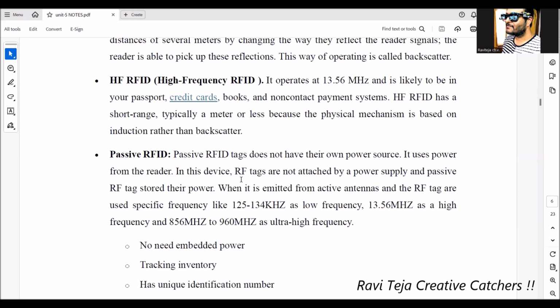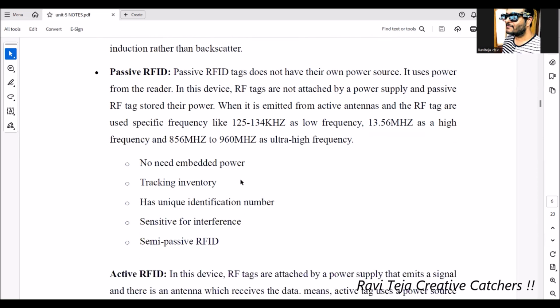For this particular RFID, the tag does not require any kind of power supply. Whenever it is brought near the reader, it automatically gets powered up. The frequency band for a low frequency passive RFID is 125 to 134 kilohertz, for a high frequency it is around 13.56 megahertz, and for ultra high frequency it is around 856 to 960 megahertz. These are some of its features. It does not need any power, it is used for tracking inventory, and, as I have already said, it has a unique identification number.